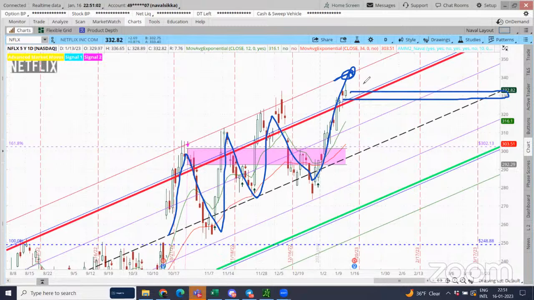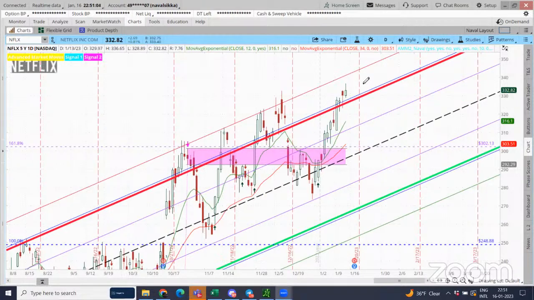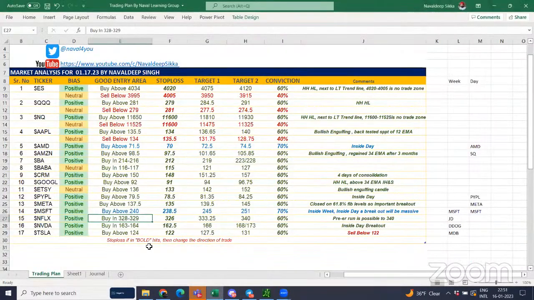So I would like to see buy on dip on Netflix. I'm reducing it to neutral. If it comes in this range, I will try to do a run towards 340. And at 340, I would love to take a shot on Netflix for the earnings.